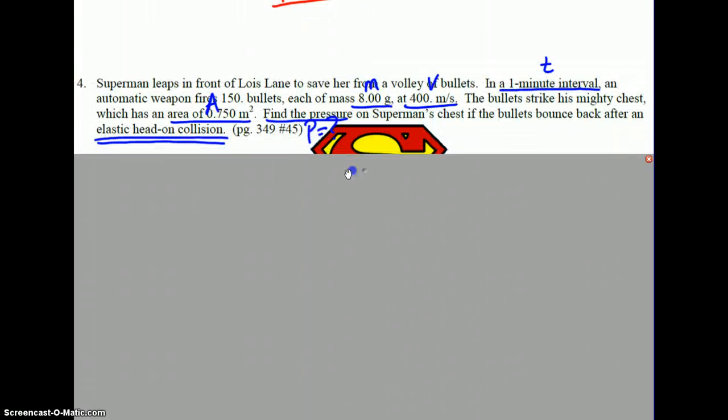Our last problem, problem 4, our Superman problem. Superman leaps in front of Lois Lane to save her from a volley of bullets. In a 1-minute interval, there's our time, an automatic weapon fires 150 bullets, each of mass 8 grams. There's our mass, at 400 meters per second, which is our speed. The bullets strike his muddy chest, which has an area of 0.750 meters squared.